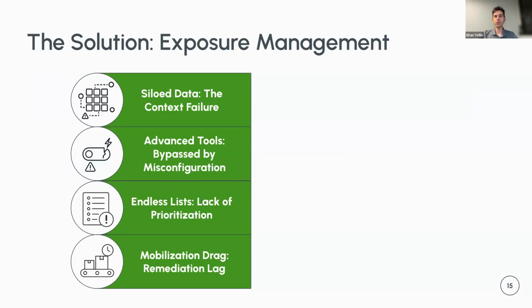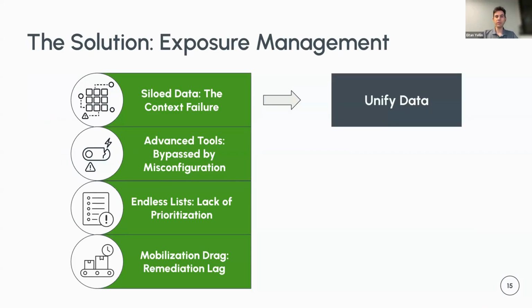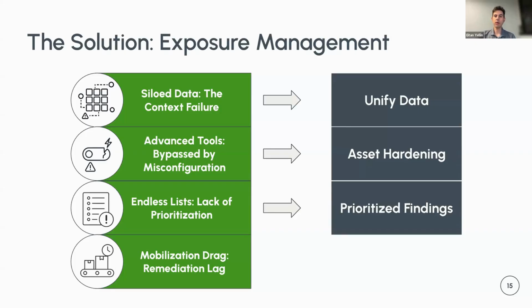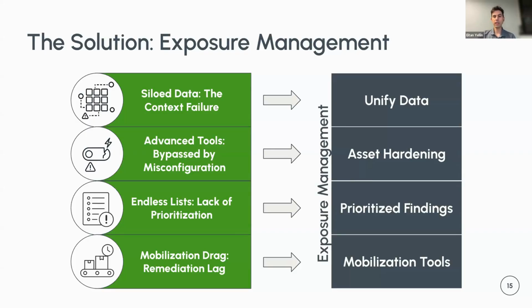So let's look at how the solution maps to the problems. First of all, to fight siloed data, the first step is to unify data, bringing together all of an asset's exposure and context into one data lake. To address the challenge of attackers bypassing the security guardrails, we shift the focus to asset hardening. To overcome endless lists and lack of prioritization, a heavy focus is made on prioritizing the findings. And finally, to eliminate mobilization drag, exposure management places an emphasis on a variety of mobilization tools. So exposure management brings together these capabilities under one umbrella.